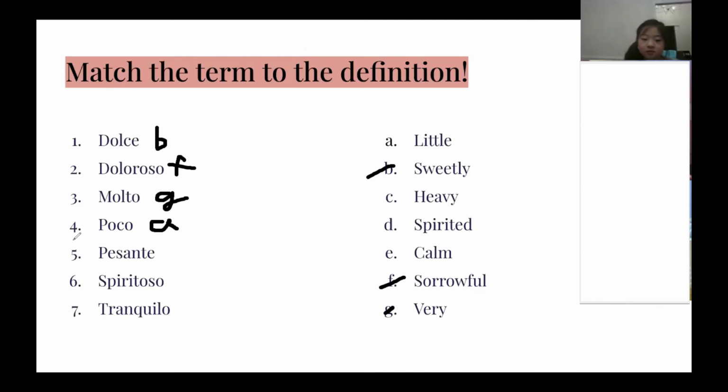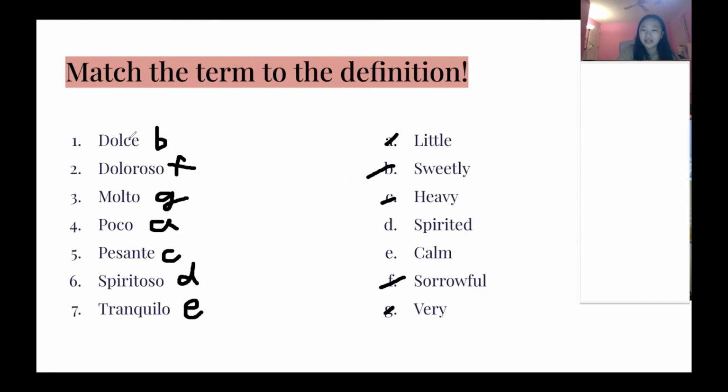Okay, 5 and 6. Pesante or something. Heavy. Good, you guys have good memory. And then the next one is, of course, spirited, because they both have spirit. Very good. And Alvin didn't get to do it this time, but I'm sure you would have done really well. Well, 7, there's only 1 left, so it's calm or tranquil, same thing.